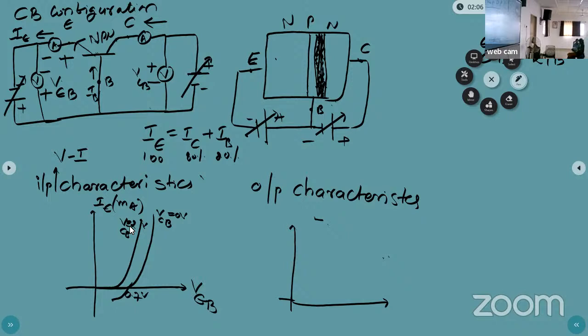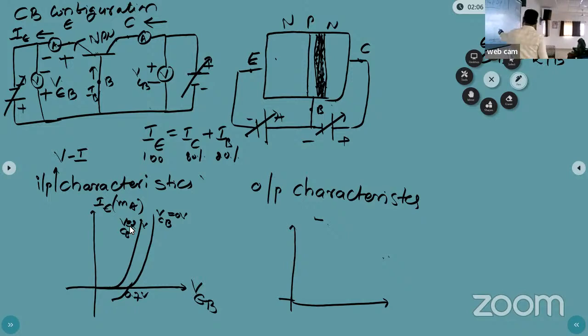In common base configuration, the base width modulation is: while increasing the reverse output voltage, the base width will get reduced, and due to the reduction of the base width, the electron travel from emitter to collector will take less time. So that effect is called the base width modulation or early effect.